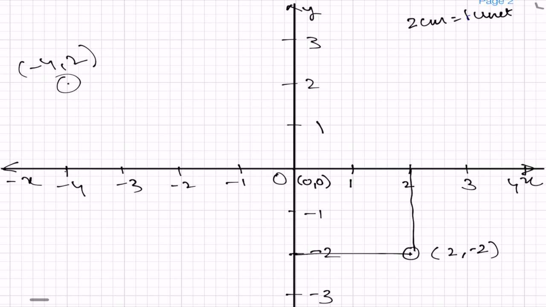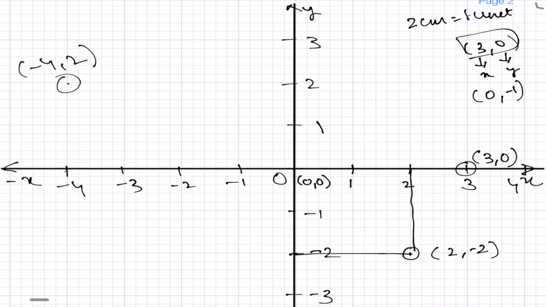Third is, suppose we have to plot 3, 0. Now please children, be careful for this 3, 0. Here x value is 3, y value is 0. Okay, so when y value is 0 and x value is 3, that means this point will lie on x-axis. Always remember, on x-axis the value of y is always 0 and on y-axis the value of x is always 0. So 3, 0 will be on x-axis. X is 3, y is 0.